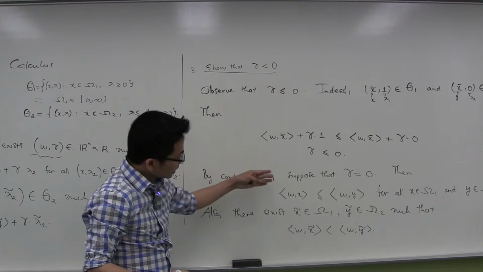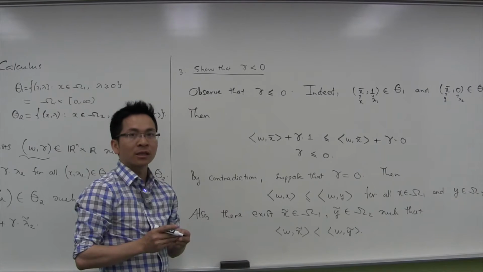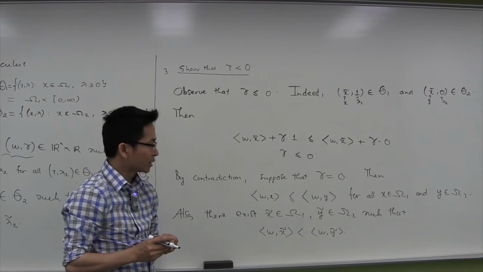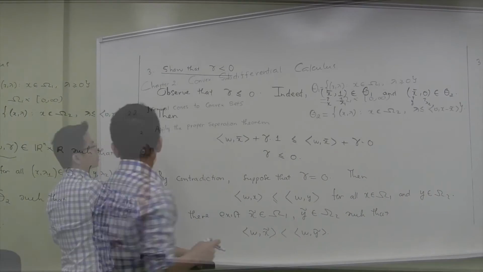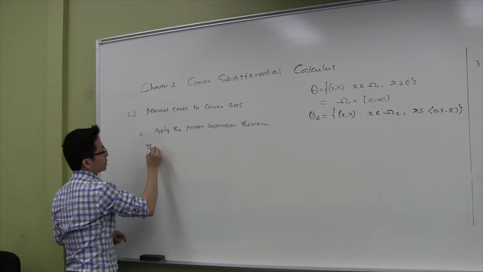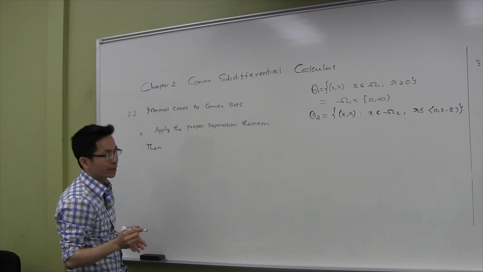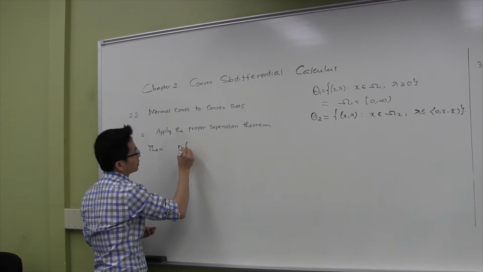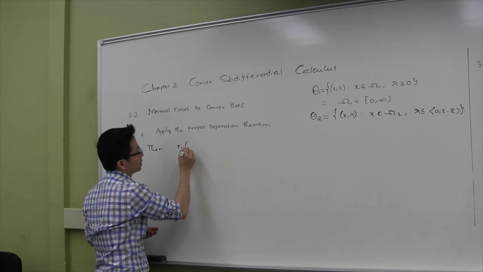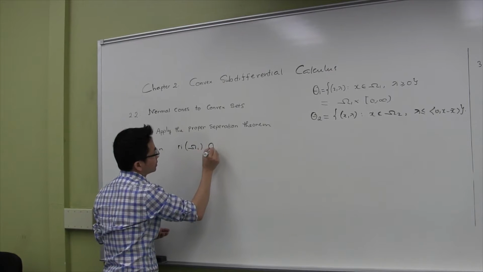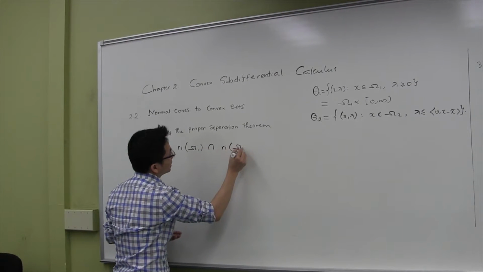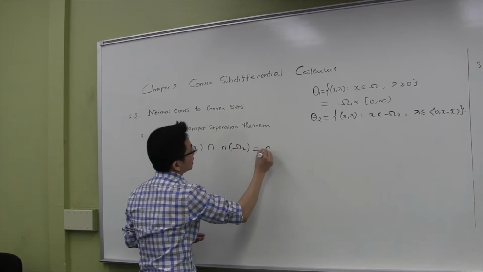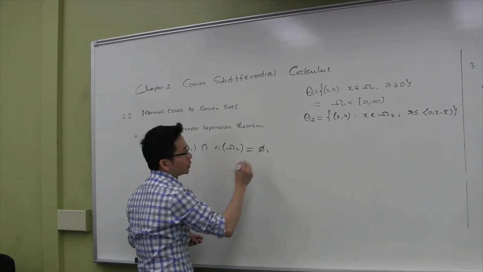Because of these properties, by the converse of the proper separation theorem, we have that the intersection of the relative interior of omega 1 and the relative interior of omega 2 is equal to the empty set, which is a contradiction.